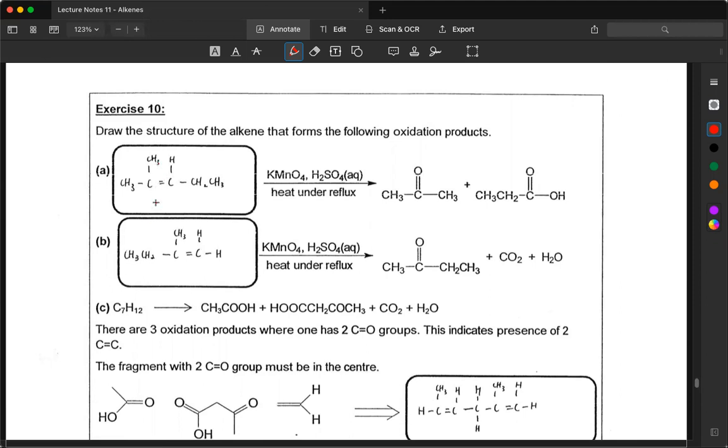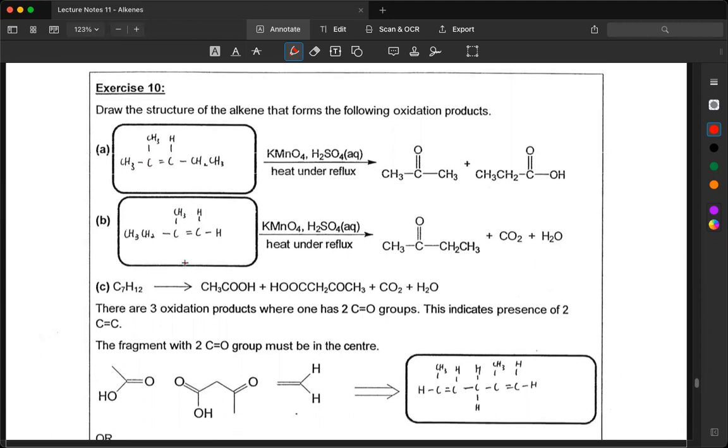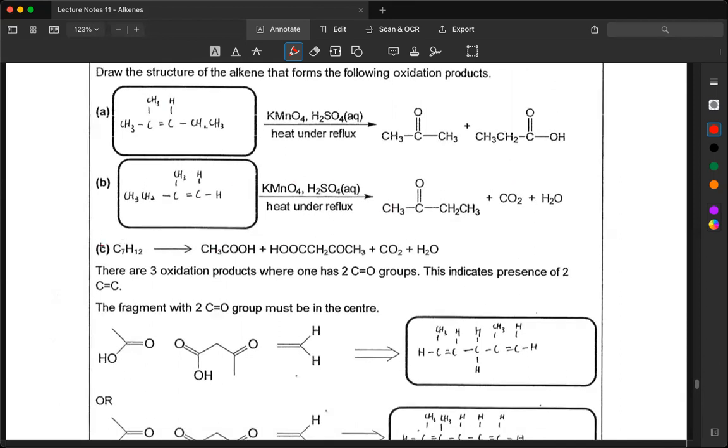Cut here, becomes C double bond O, ketone. Here is COOH. Okay, it's not a terminal carbon, so leave it as it is. Here, cut here, this one is ketone again. The other one will be COOH and then break down to CO2 and water. Okay, this one.